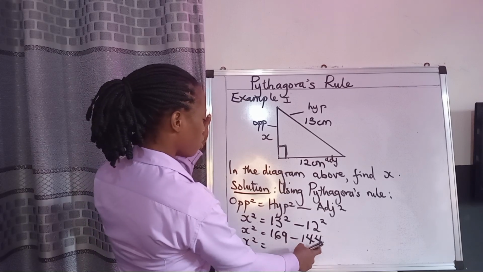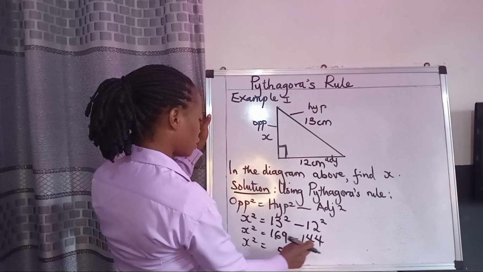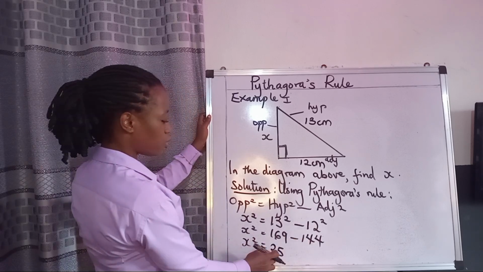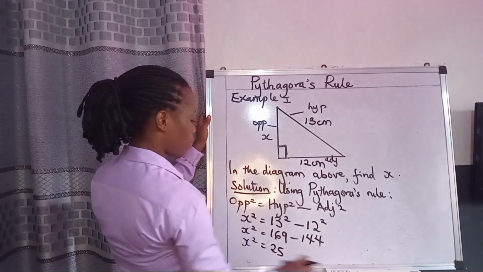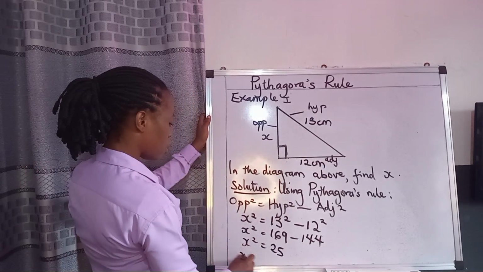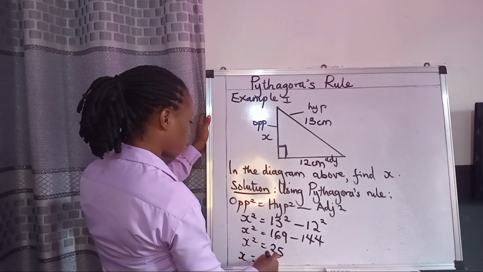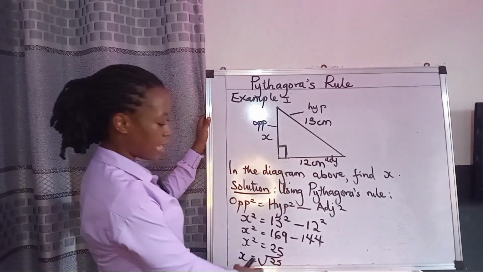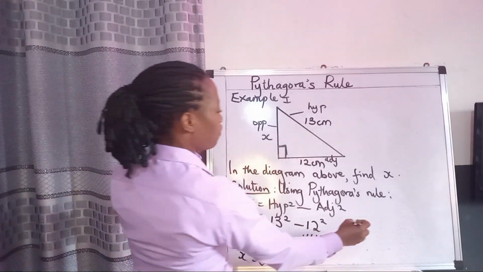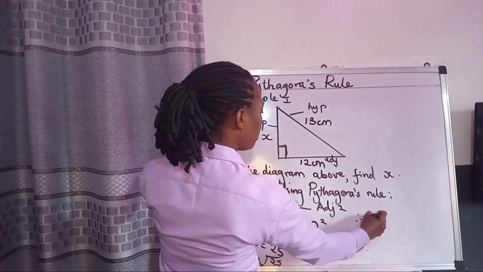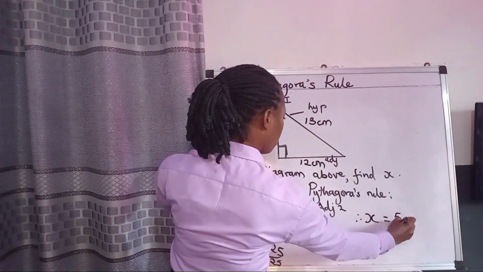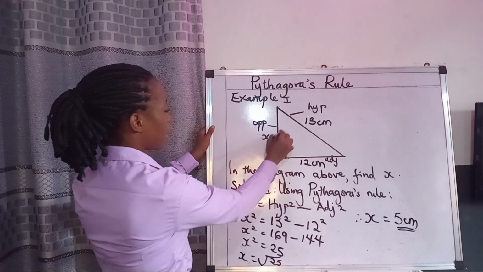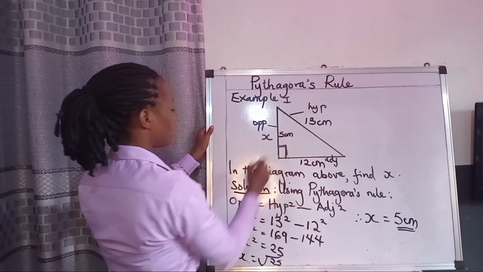9 minus 4 is 5. 6 minus 4 is 2. Okay, so x squared is equal to 25. For you to be able to find the value of x, you simply find the square root of 25. Okay, and the square root of 25 is equal to 5. Therefore, the value of x is equal to 5 centimeters. So we have found our x to be equal to 5 centimeters.